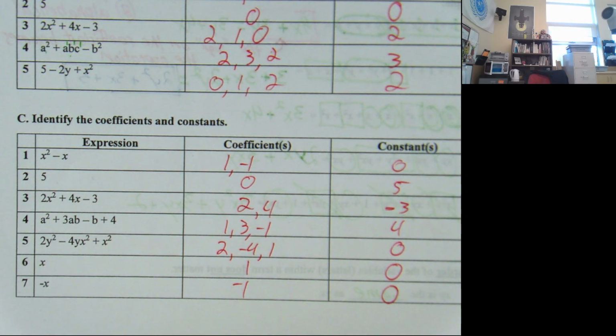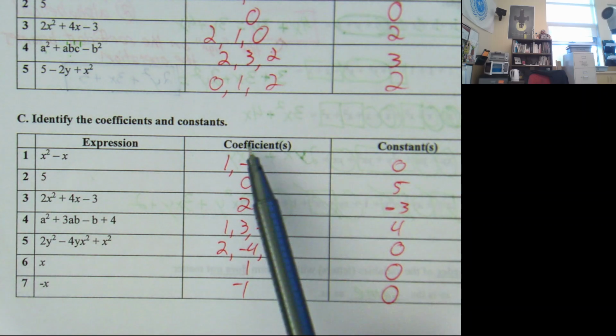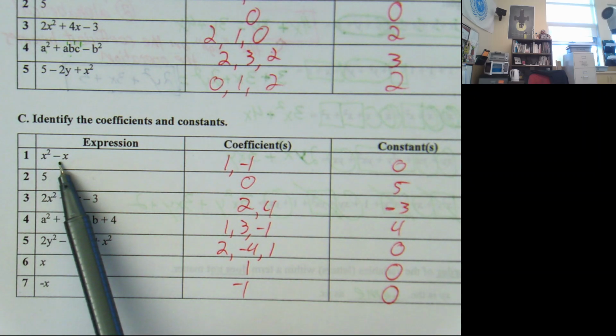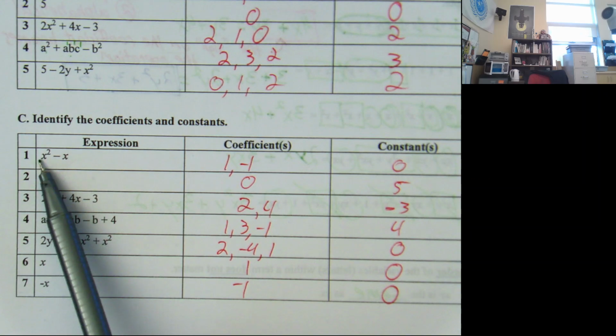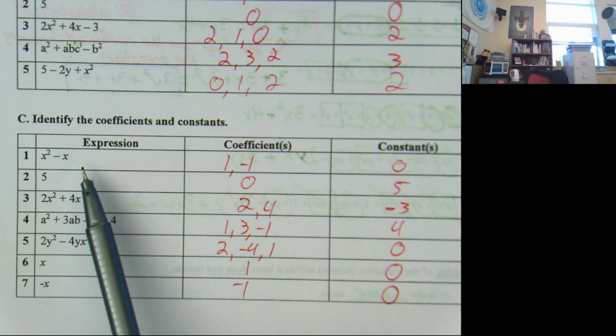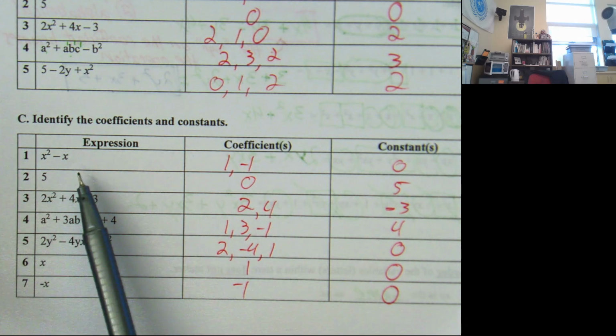Then we've got the coefficients and the constants. The coefficients are whatever number is multiplied in front of a letter. So when there is no number written, it's a 1 or a negative 1. You have to include the sign out front. So this one would be a 1, this one would be a negative 1. And constants are terms that have no letters, just numbers.